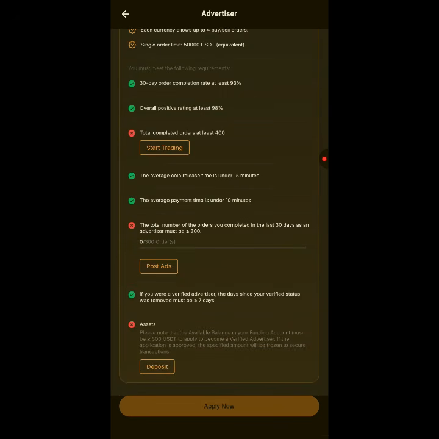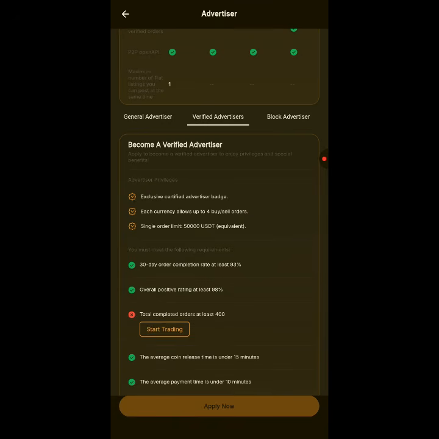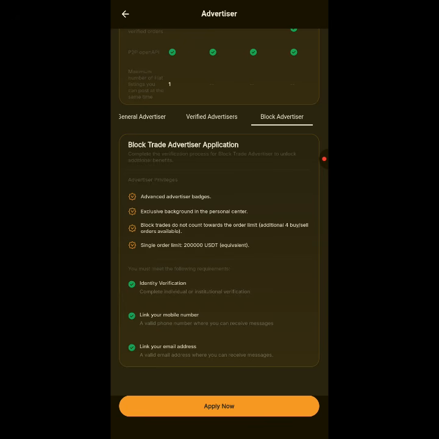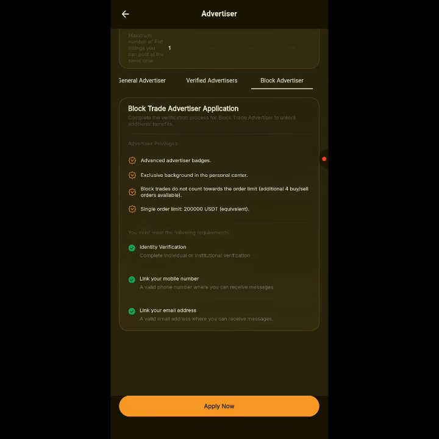The last one is the most difficult type of advertiser, and this is because it has the most privilege. It's called the block advertiser. These guys buy at the most discount in the market. Once you think you are ready to apply, you click on apply now. Most people's requirements will show green when you click on it. They have big benefits, a lot of benefits.